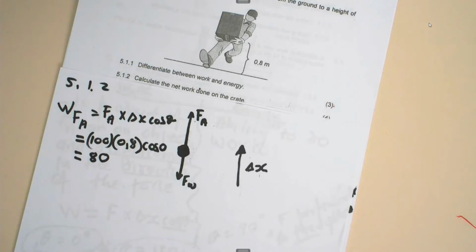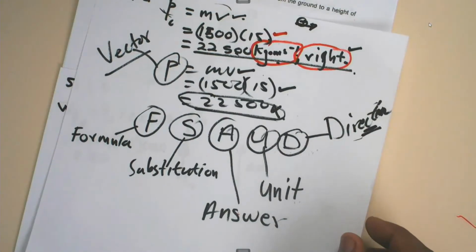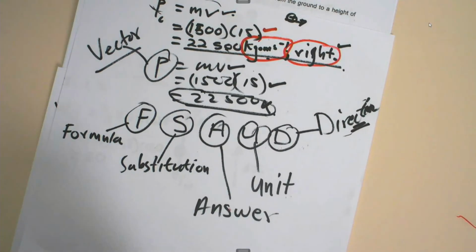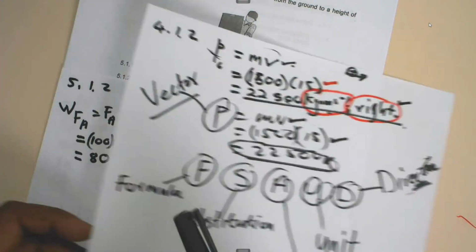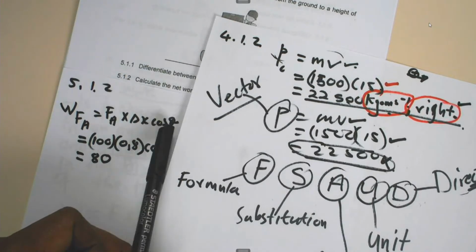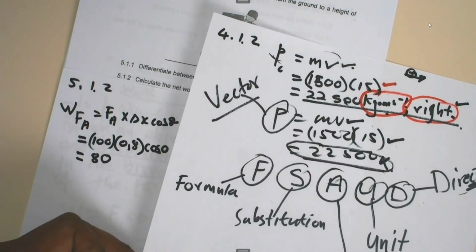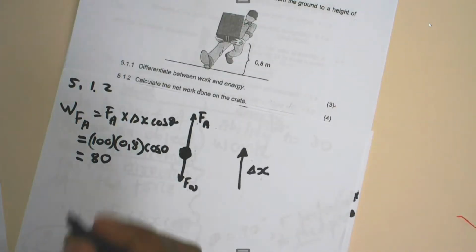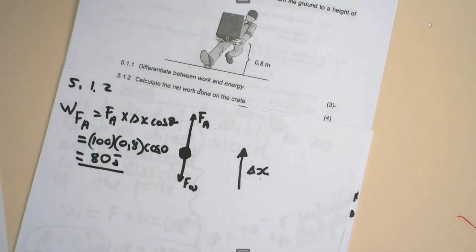But now what is the problem with this answer of mine? Remember, we go back to our principle, our analogy of F sort. So what must follow is I have my formula, I have my substitution, I have my answer. So what do I need? I need the SI unit, and work is calculated in joules.